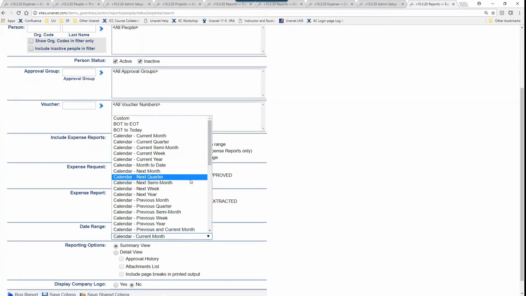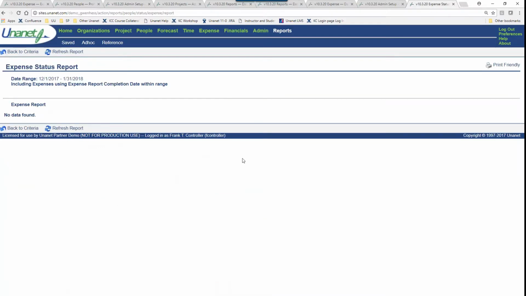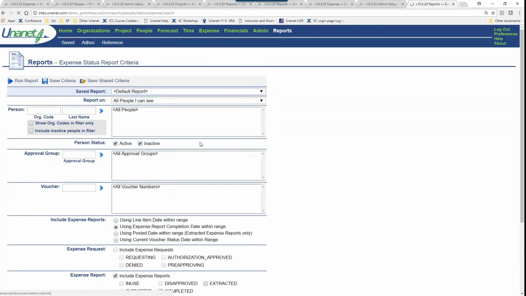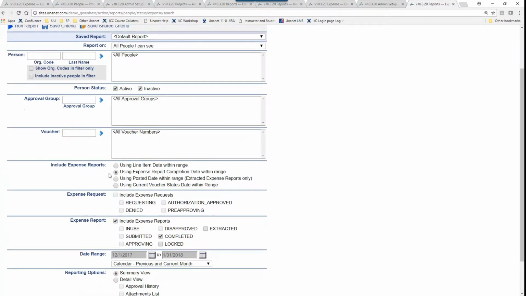So I say, well, let's run it for our previous and current month. Yeah, that's probably where that is. And I run it, and I don't have any data. Well, wait a minute. I know that we were entering some reports for Chad user and for myself in here, logged in as Frank controller. Where are those? And that's because, again, I need to know that maybe I want to look for line item date within range, because it hasn't yet been submitted.